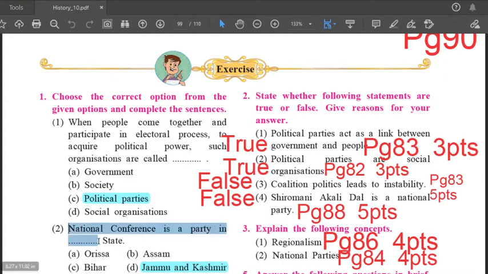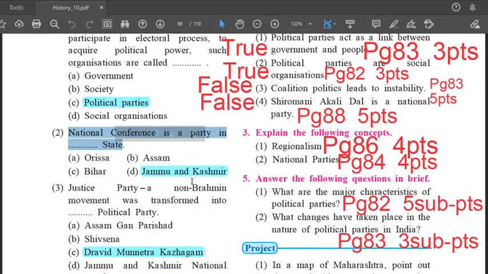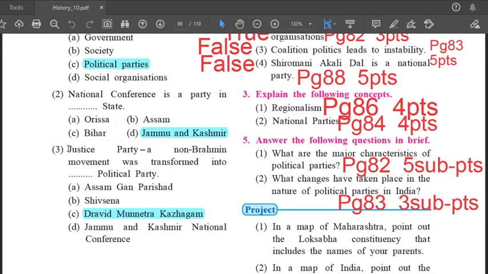Second one, National Conference is a party in dash state. The answer is Jammu and Kashmir. Third, Justice Party, a non-Brahmin movement, was transformed into dash political party. The answer is Dravid Munnetra Kazhagam.